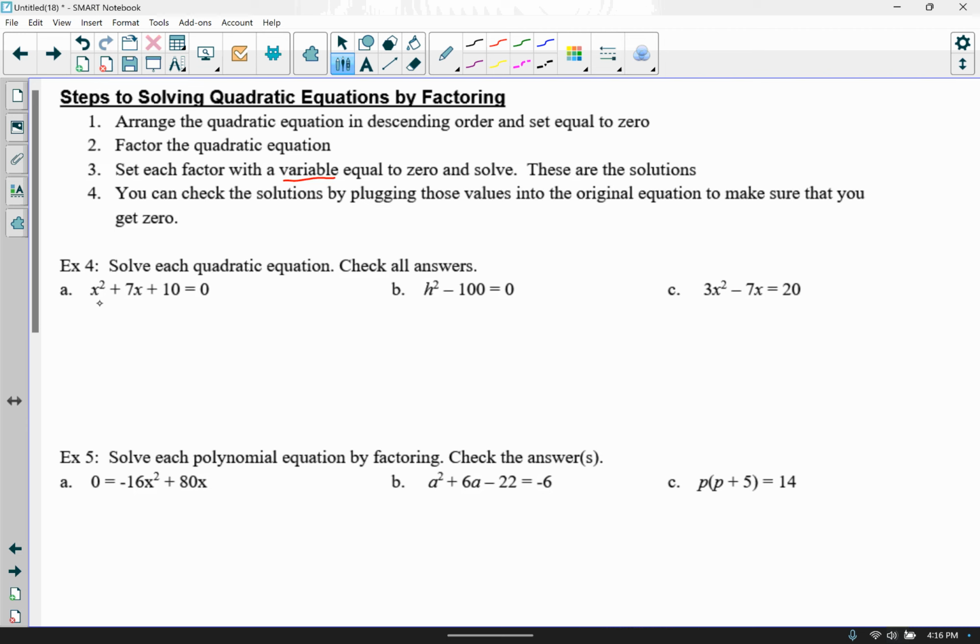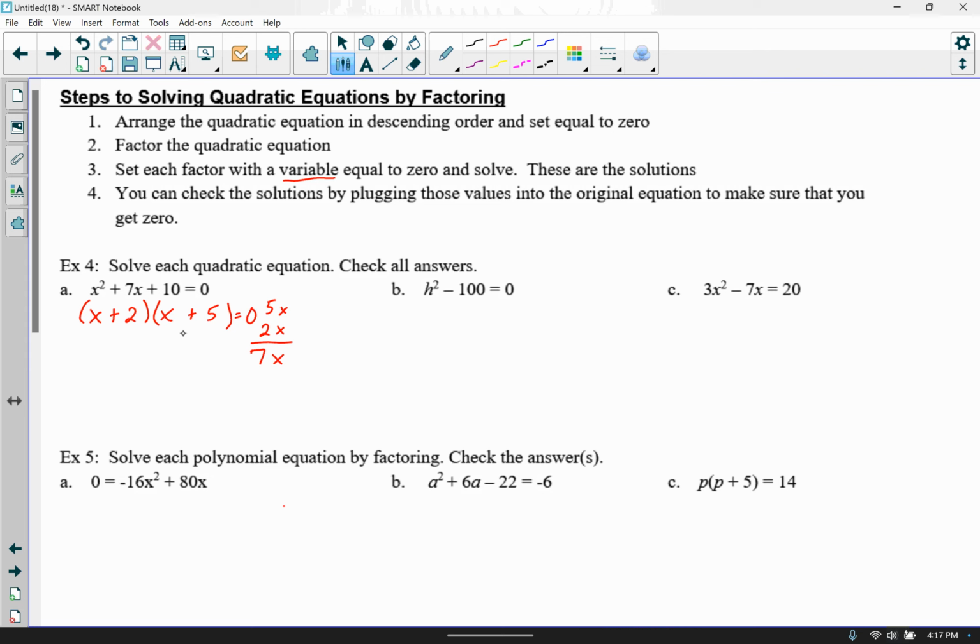So this one is example 4 part A. It's in descending order. It's already set equal to 0. So I am ready to factor. Only way to multiply to give me x squared: x and x. Most common way to multiply to give you 10, I agree with 2 times 5. Outside and inside. So outside I got 5x, inside I've got 2x. My goal is to get a 7x here. I can do that. I'd have to make them both positive, so plus plus, and then do the final double check at the end. 2 times 5, that gives me 10.